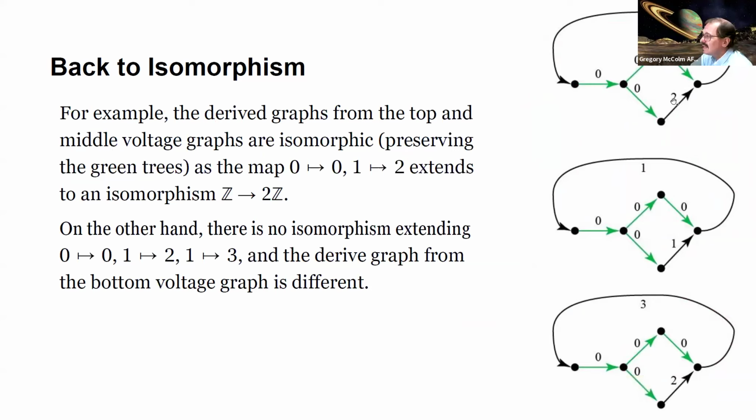But you'll notice that these two voltages generate the even integers. These two voltages generate the integers. And the map from here to here and here to here extends to a group isomorphism of the integers to the even integers. On the other hand, this to this, the 2 to 1 and 3 to 1, does not extend to an isomorphism of the integers to the integers. So the derived graphs of these two are isomorphic, but the derived graphs of these two are not.